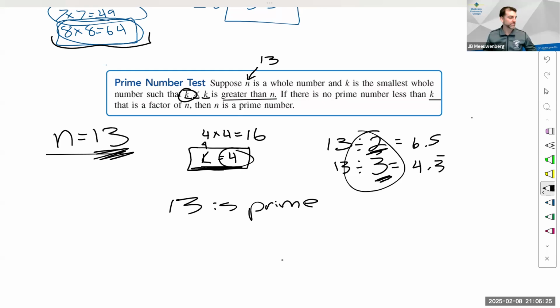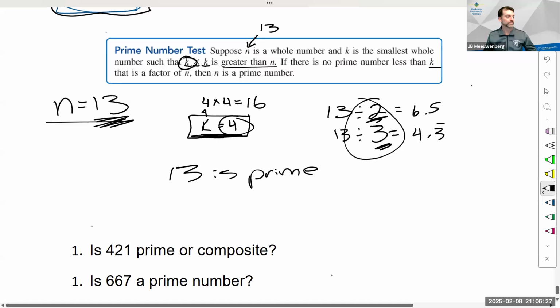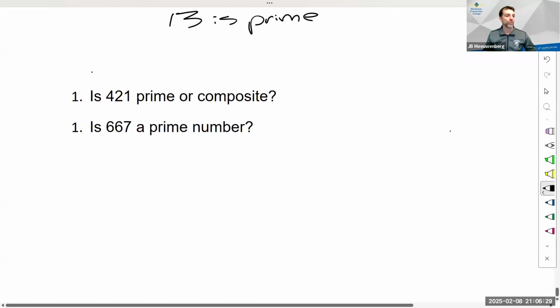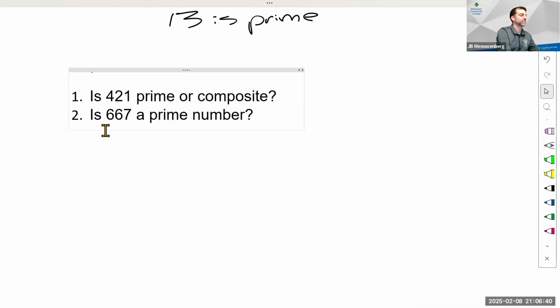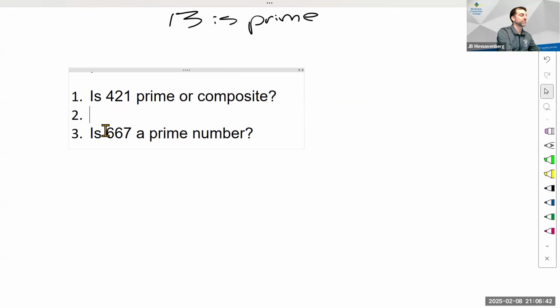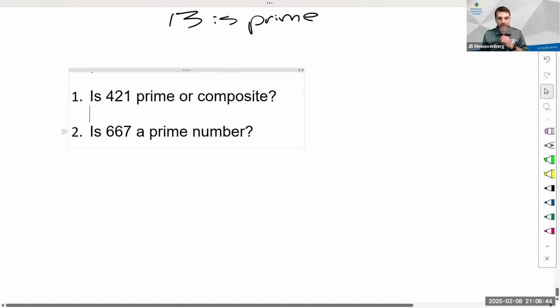Two questions. Is 421 prime or composite? And is 667 prime or composite? Pause and try those.